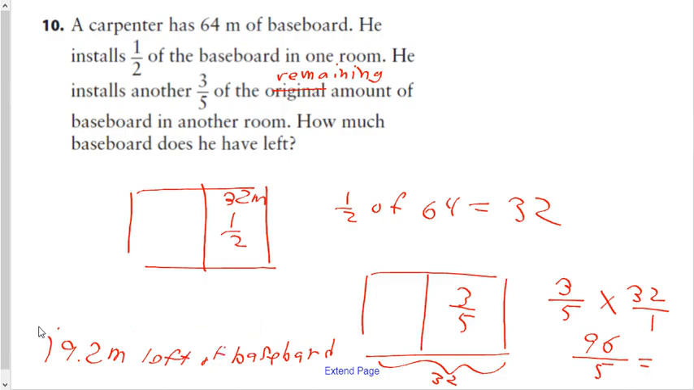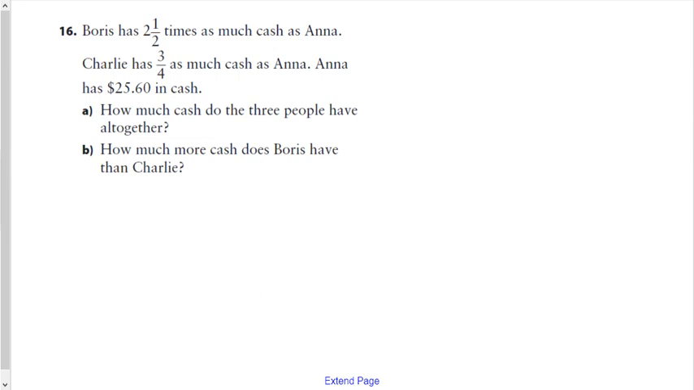So remember, he had 32, so you got to go 32 take away the 19.2 used. It's 12 plus 0.8, 12.8. So therefore, he has 12.8 meters of baseboard left. Our last question, so you should have been actively listening as we went through that.